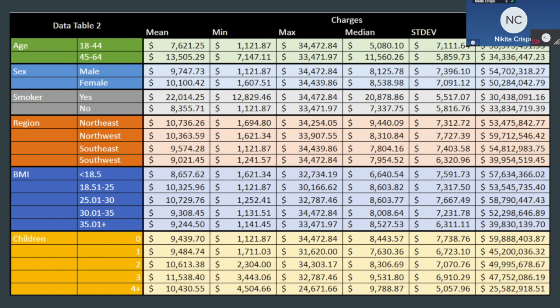So here is our second data table after we made the decision to cut the outliers, even though we understood that they were more than 1% of our data. We still made the decision to cut them, and we were aware of that. So here's our second data table with those outliers being cut. And one big thing to note here is the much lower standard deviation in this table.